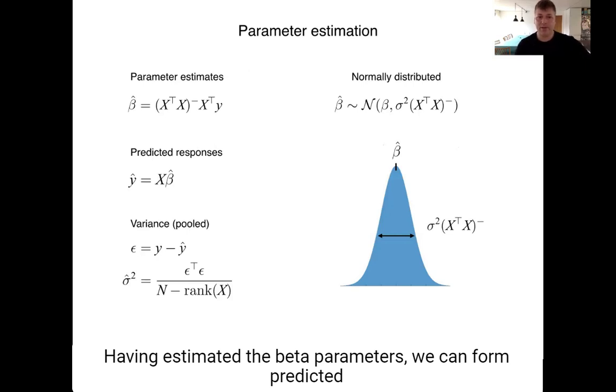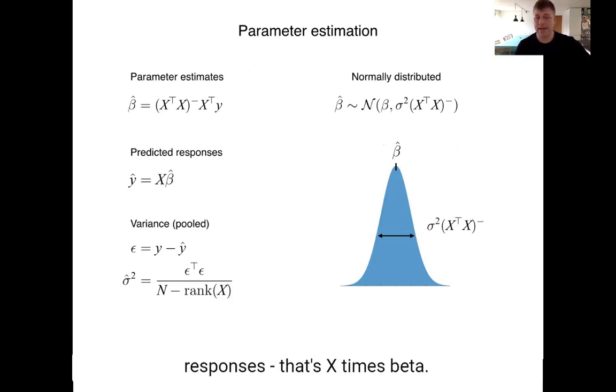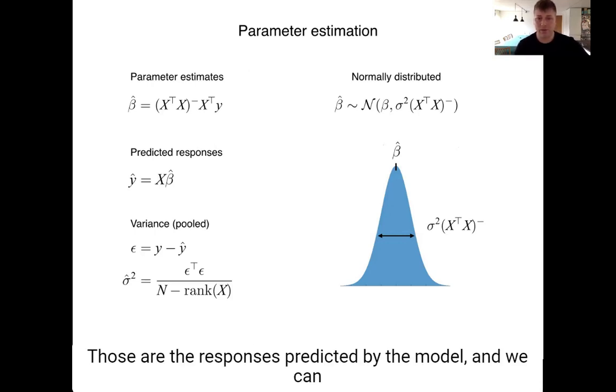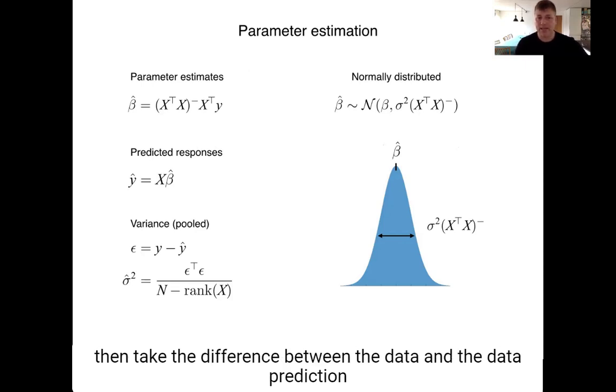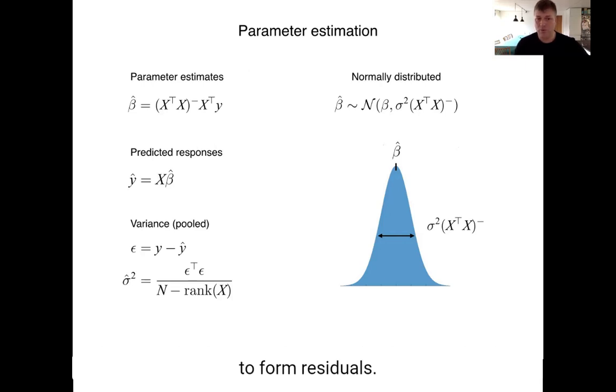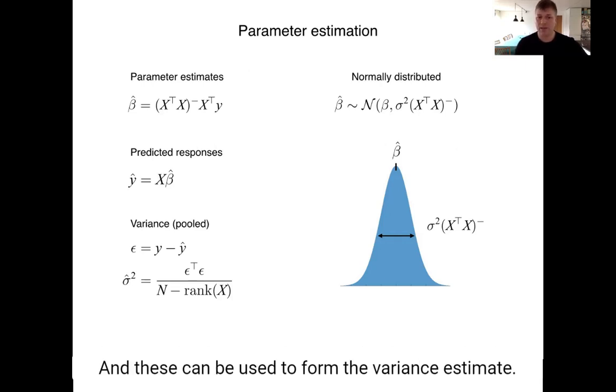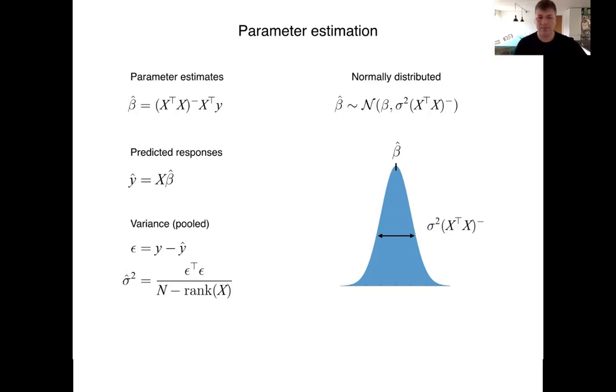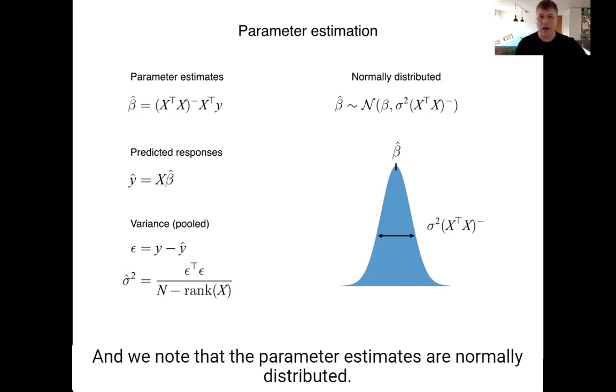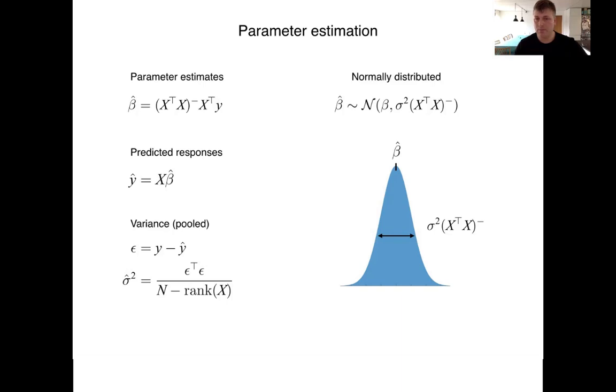Having estimated the beta parameters, we can form predicted responses. That's X times beta, the responses predicted by the model. We can then take the difference between the data and the data prediction to form residuals, and these can be used to form the variance estimate. And we note that the parameter estimates are normally distributed.